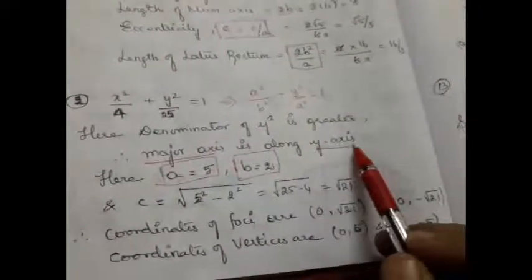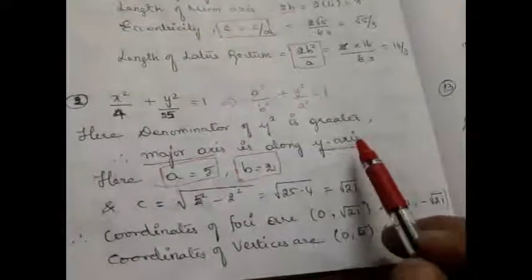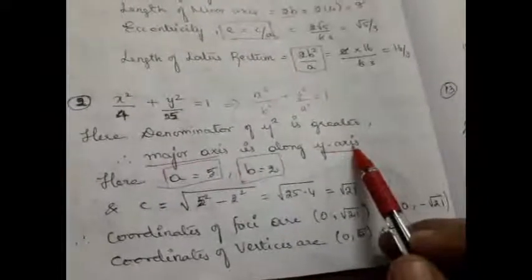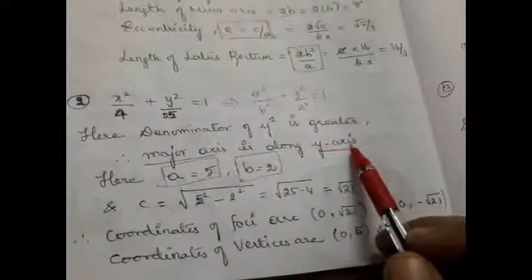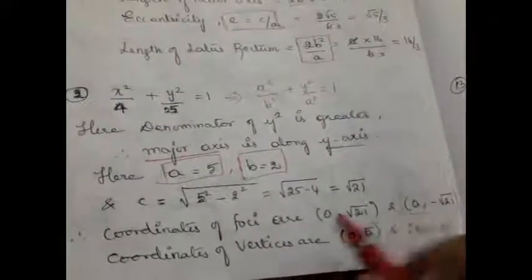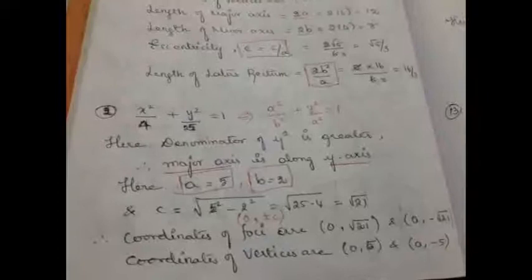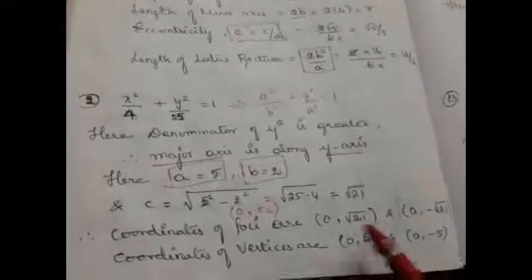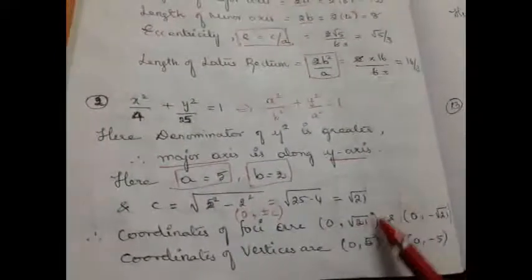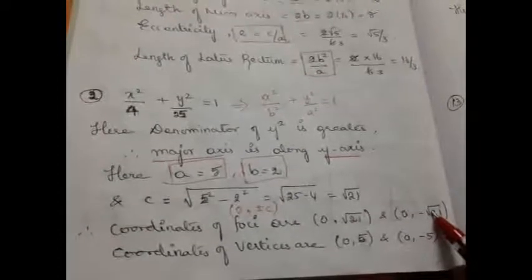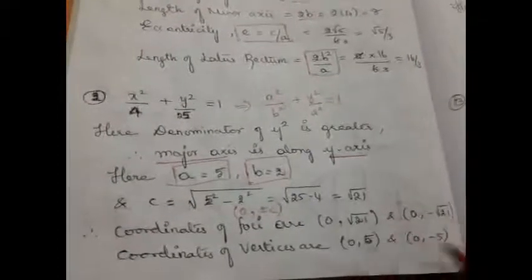Coordinates of the foci: since the major axis is along the y-axis, the foci will lie on the y-axis. So the x coordinate will be 0. So 0 comma plus or minus c, right? So 0 comma c value is root 21, that is, minus root 21 and plus root 21.